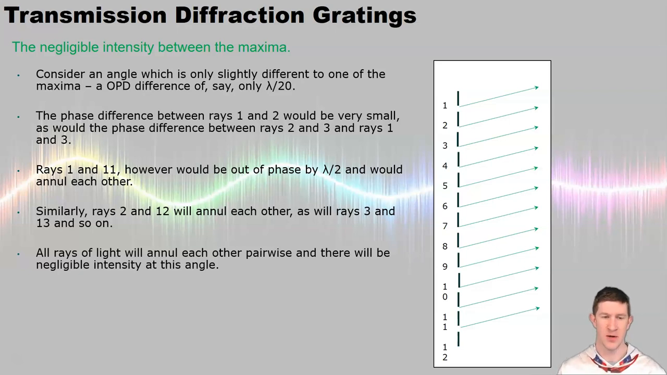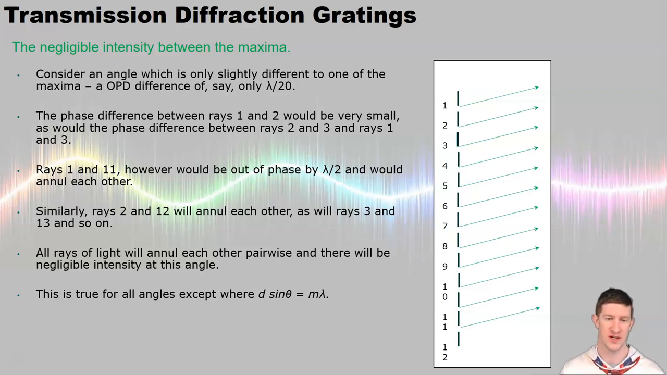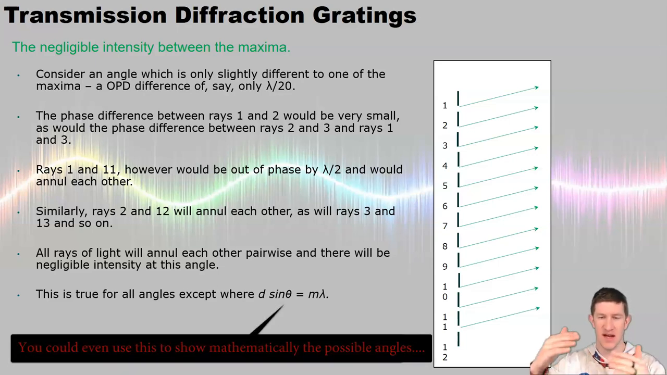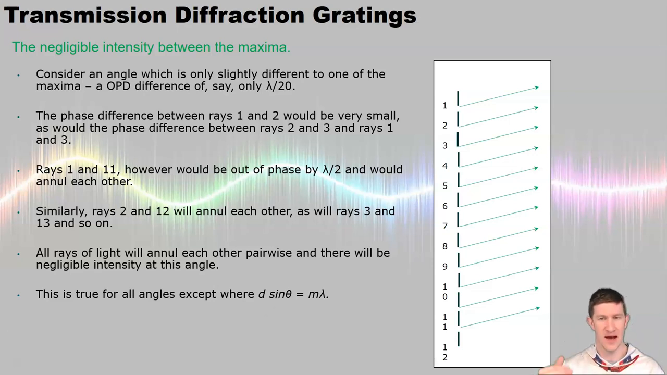All of these rays are going to annul each other pairwise, and there will be negligible intensity at these angles. So just like we talked about before, these pairs that are lambda on 2 out are going to cancel. This is true for all of the angles except where d sine theta is back to equaling m lambda, a whole integer. So once we've cancelled out, and suddenly the path difference between the two waves is a whole wavelength again, I get a bright spot again.